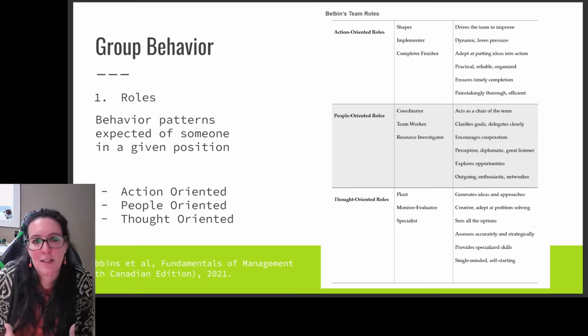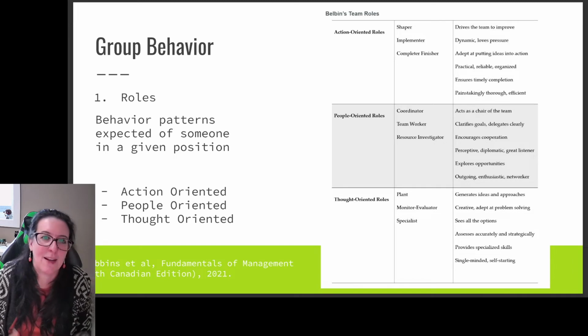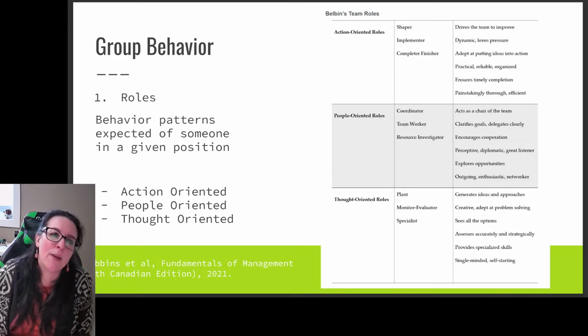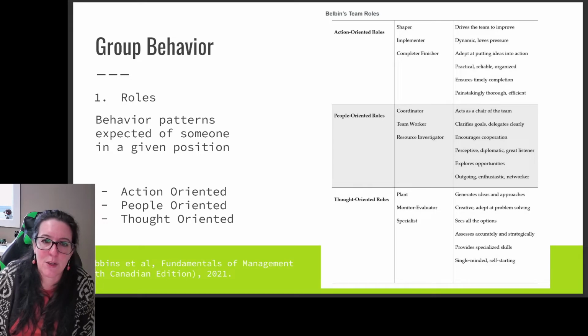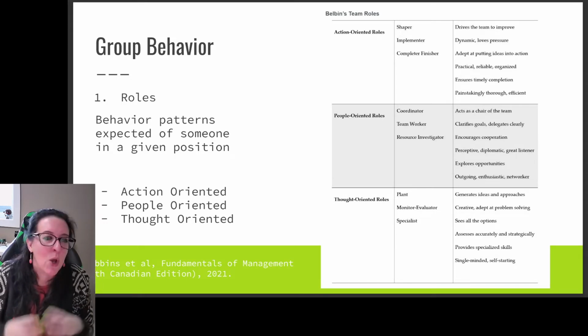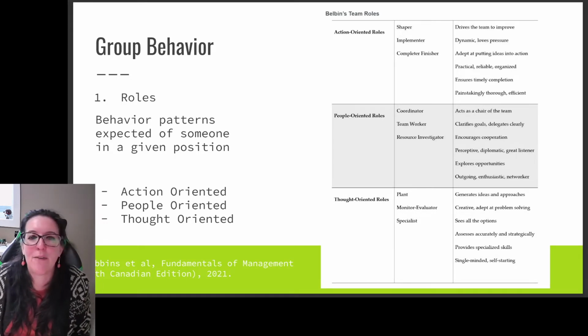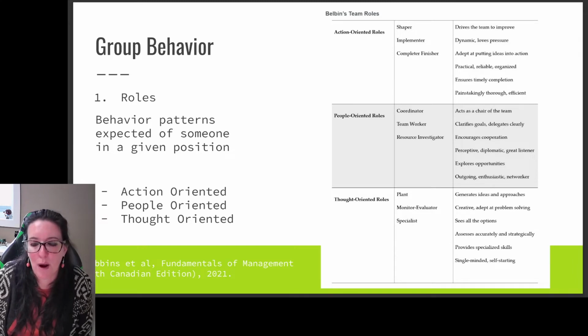So an effective team needs people who are action-oriented, who are getting the task done. You're going to need people who are people-oriented, who are ensuring cohesion of the group. And you're going to need people who are more thought-oriented, who are those content experts, who are the creative people who have the information and can do the problem solving.